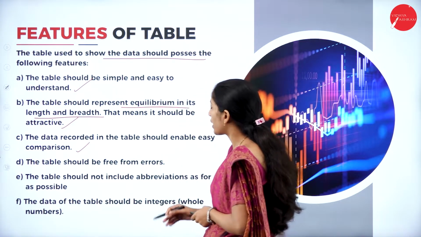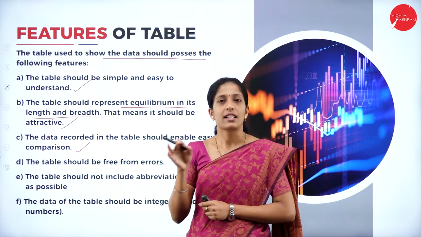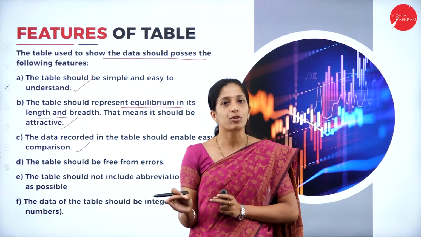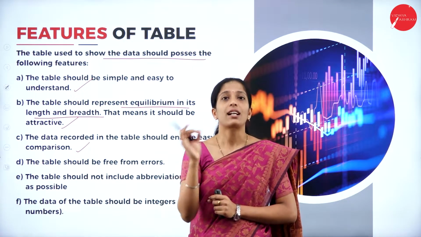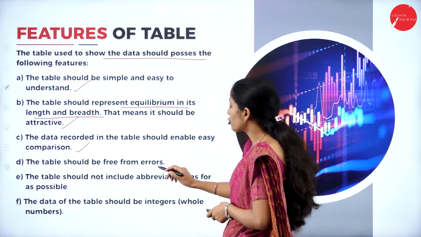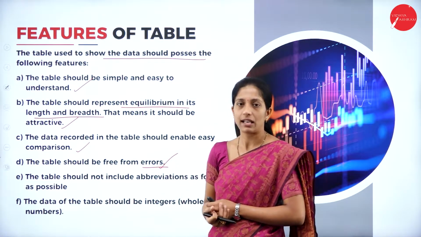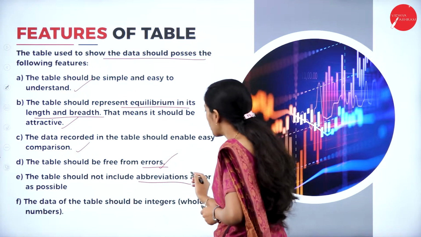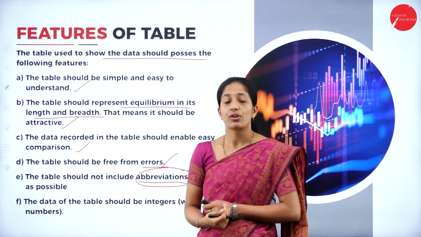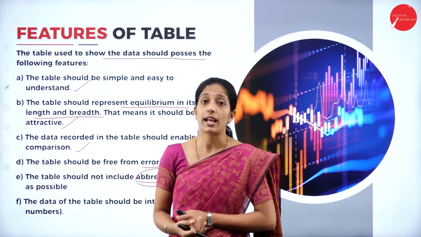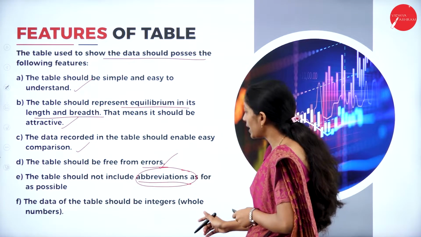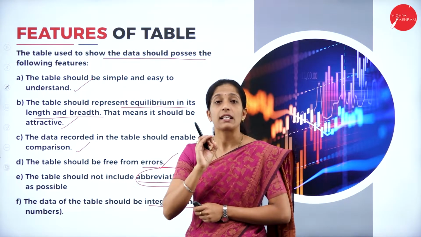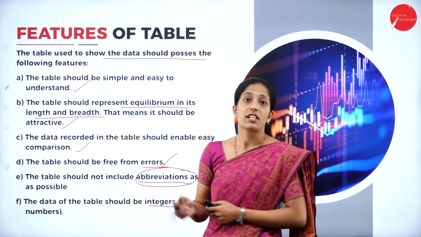Next one, the data recorded in the table should enable easy comparison. The data should be in such a way that it is possible to compare from one table to another, from one column to another column, from one row to another row. The comparison should be very easy. The table should be free from errors. Of course, mistakes should not be there in the table. The table should not include abbreviations as far as possible. As I told you, it should be as simple as possible. The data of the table should be in integers, that is, in whole numbers. These are all the features of a table.